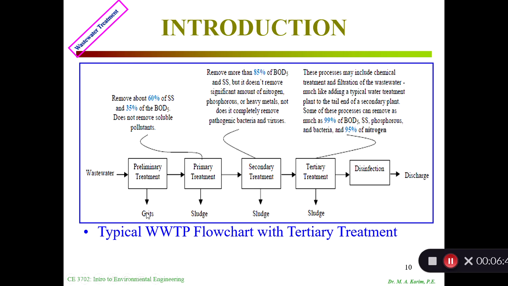So in this process, we create the grids. In primary, we create the sludge. Secondary, we create the sludge. Tertiary, also we create the sludge. So this is the flowchart with the tertiary treatment process.